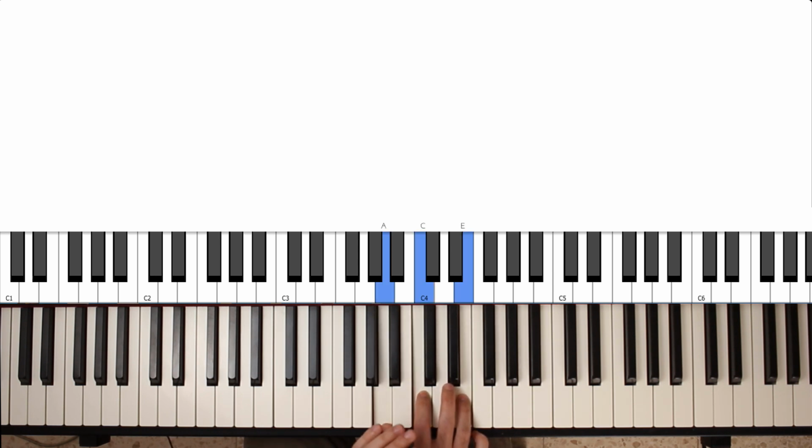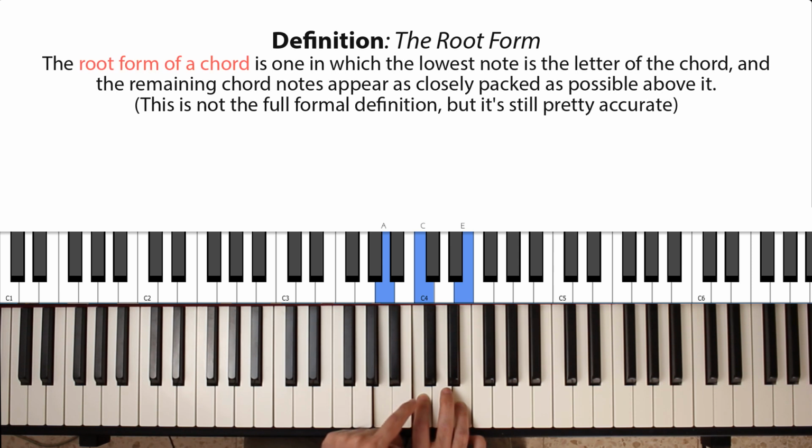This particular form is called the root form of A minor. First of all, it has A as the lowest note, and then C and E are the closest two notes above it. It's not exactly the most theoretically proper definition of the root form, but it will work for now.